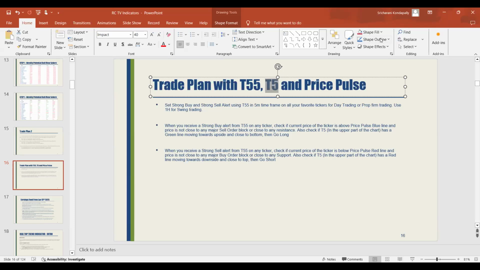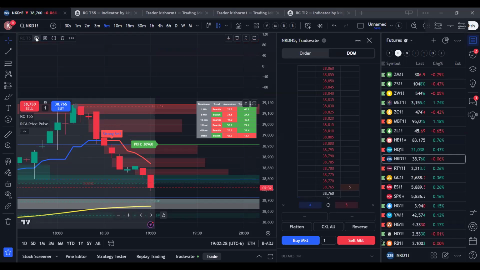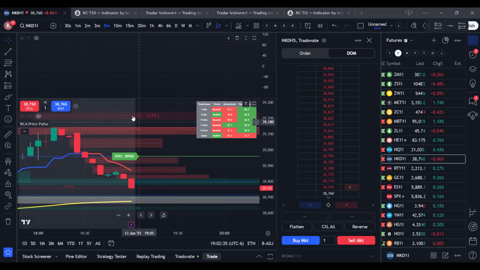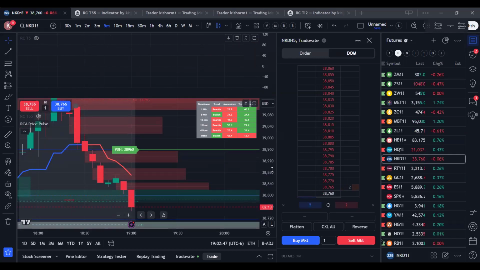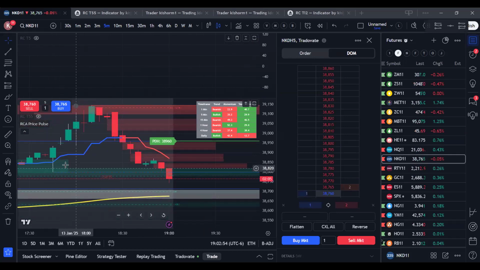If you see, right here, I added T55 and price pulse. I added T5 here. I'll just hide them. This price pulse indicator tells us where you have the big sellers. Whenever you see the red rectangles or red lines, these are like resistance. This is sellers, sellers, sellers. Whenever you see a red line, that represents there is a lot of selling activity there. If you see some green lines or green boxes, that means there is some buying activity there.